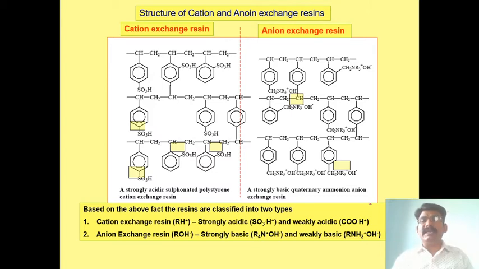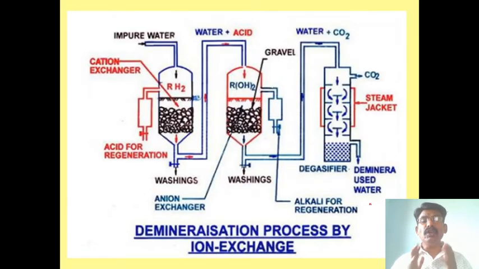Now the process. In this process we have to know the schematic diagram of the ion exchange resin. It's the most important. The schematic diagram is the demineralization process by ion exchange. This is the schematic diagram, so we have to practice and draw it neatly.